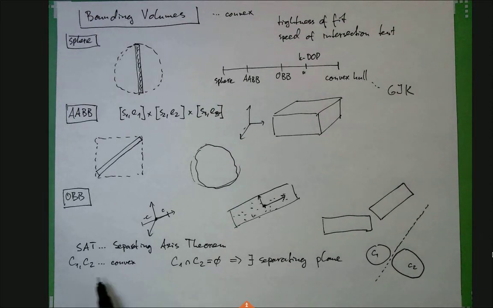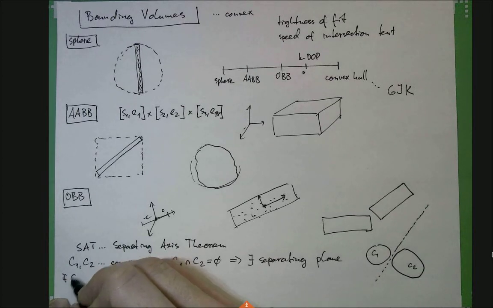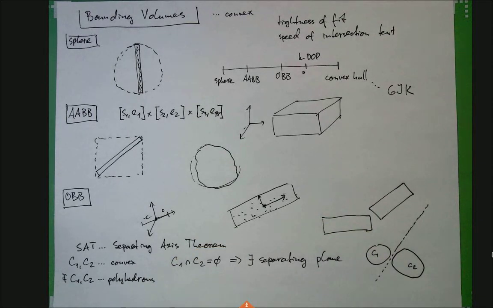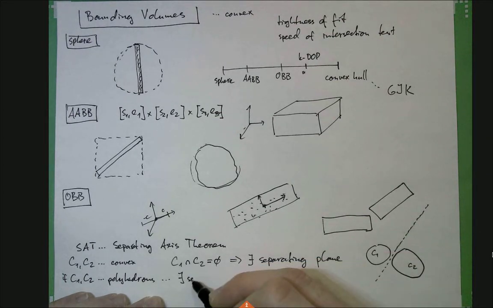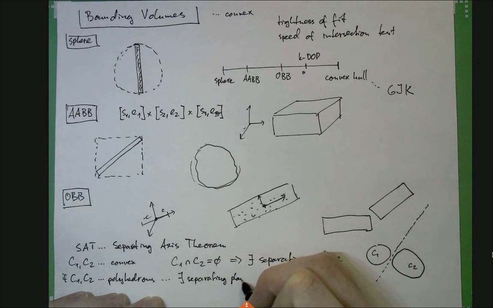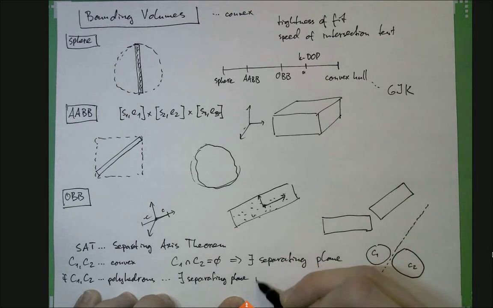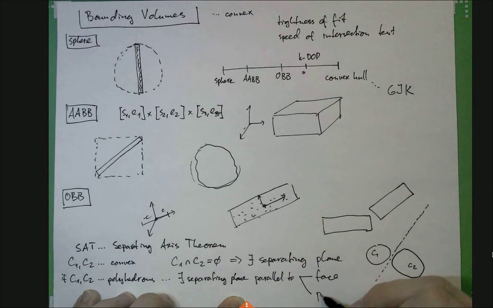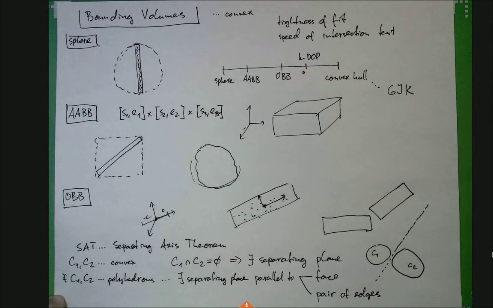Now, if my convex sets are polyhedra, then there is even more. There is a stronger version of the separating axis theorem. If C1, C2 are polyhedra, then I can say more. Then there exists a separating plane which is parallel to either a face or a pair of edges. So this is a stronger version of the theorem, which further restricts and tells me something about the separating planes.